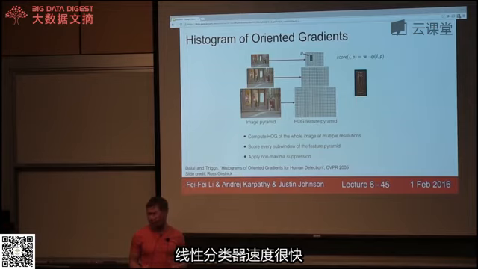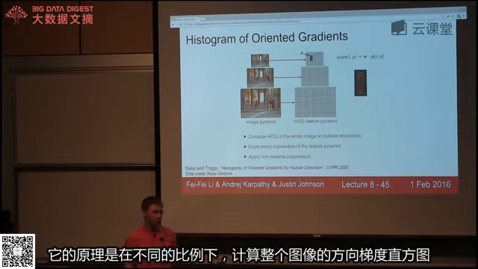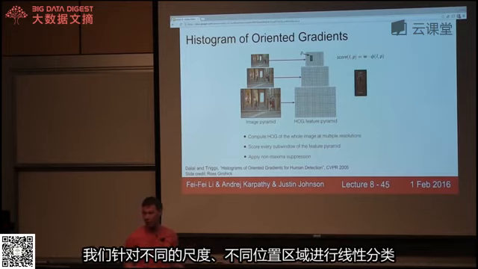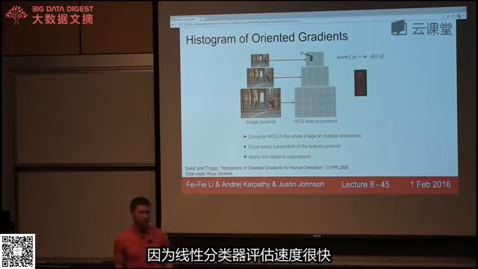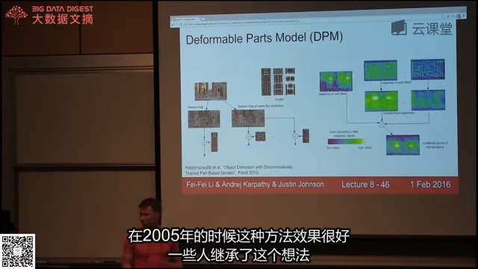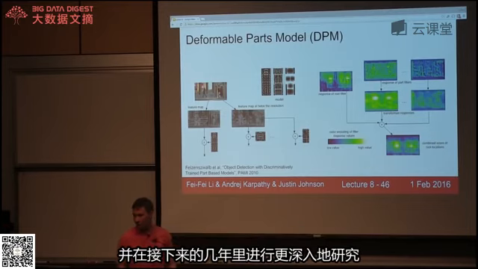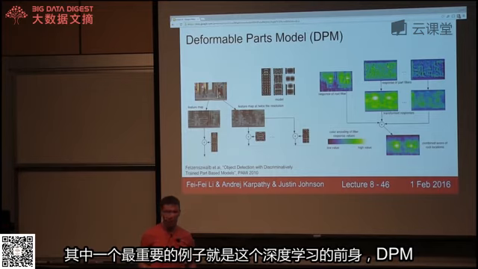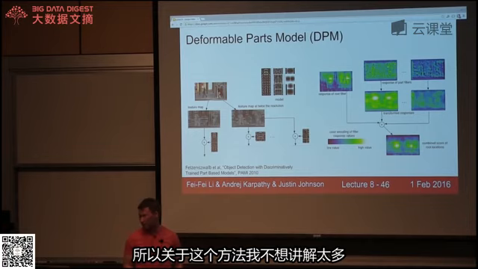Linear classifiers are really fast. So the way this works is that we compute our histogram of oriented gradient feature for the whole image at multiple scales. And we run this linear classifier at every scale, every position. Just do it really fast. Just do it everywhere, because it's a linear classifier and it's fast to evaluate. And this worked really well in 2005. People took this idea and worked on it a little bit more for the next couple years. One of the most important detection paradigms pre-deep learning was this thing called the deformable parts model.